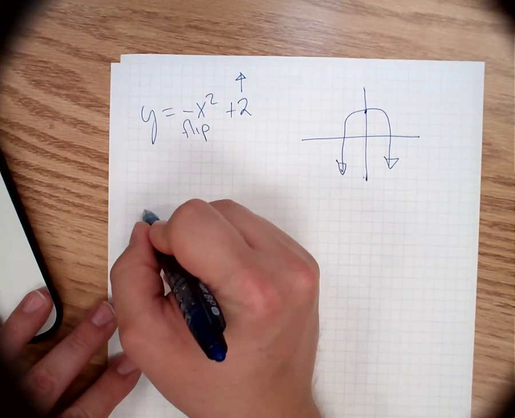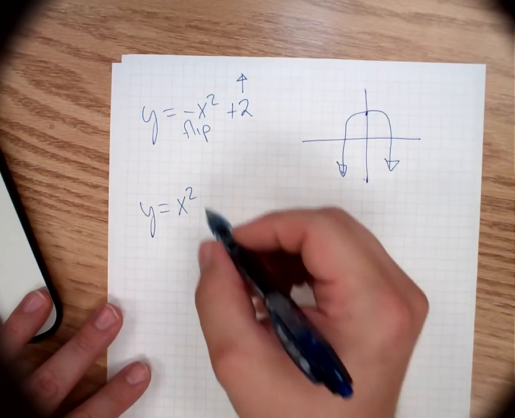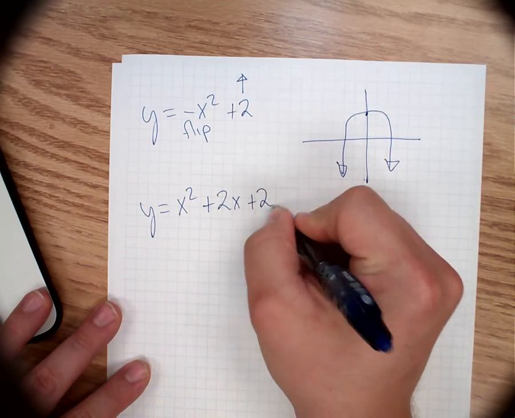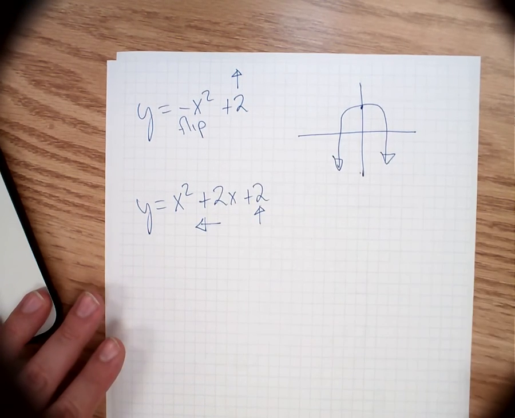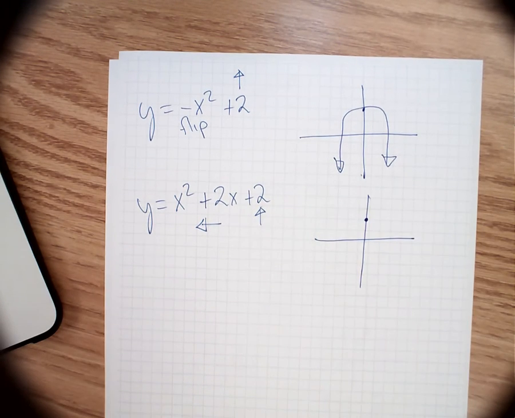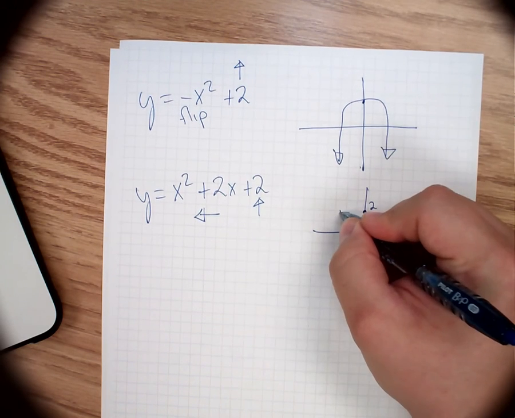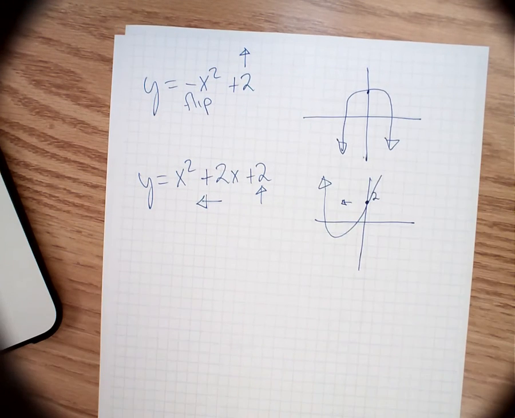Okay, let's say I have y equals x squared and then plus 2x plus 2. Well, this is going to move us to the left, and this is going to move us up. So I know this is going to have us up here at 2 for our y-intercept, but it's also going to move us to the left, right? So I'm going to draw that just like so. Okay, you should be able to put these together in any way.